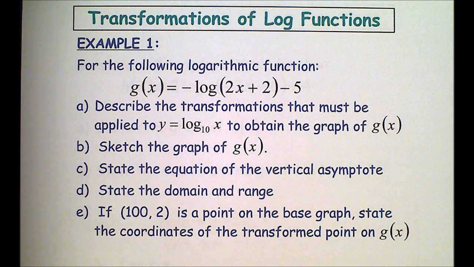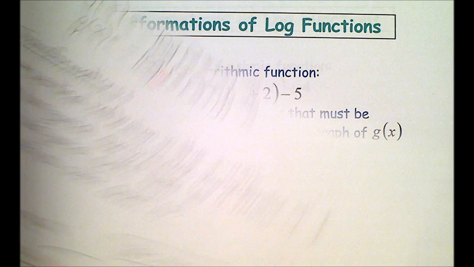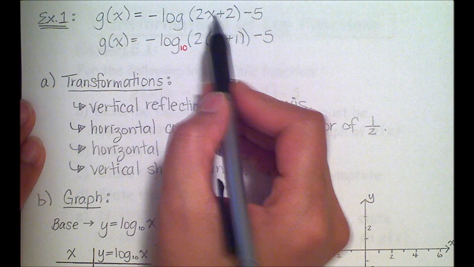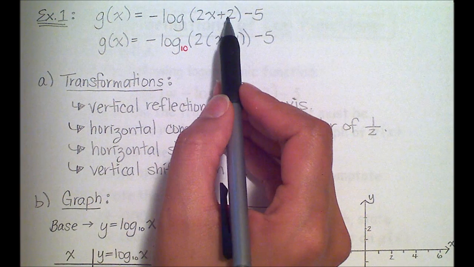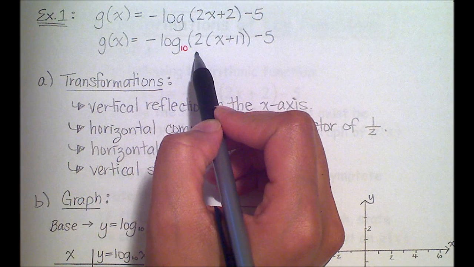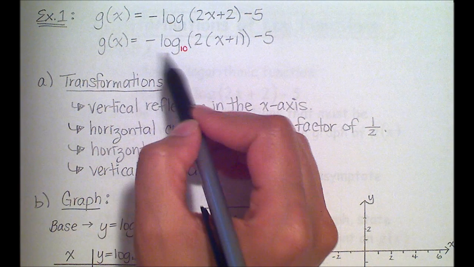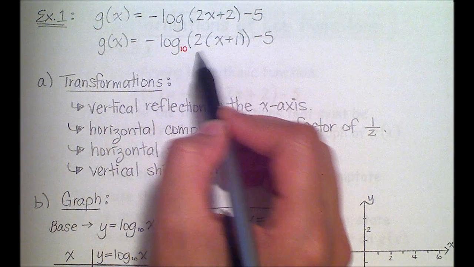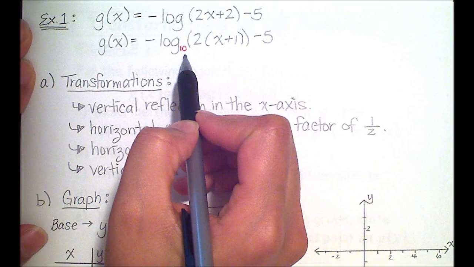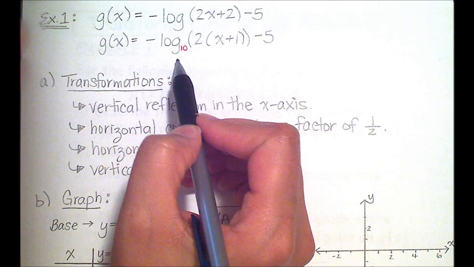So I've started the question on another sheet of paper, and you can see here that the first thing I needed to do is, before I can state any transformations or try to graph the function, I needed to factor out the value of k, which in this case was 2. And so I get negative log base 10 of 2 times (x plus 1) minus 5. If the base is not given, you can assume that it's a common logarithm, which is a base of 10.